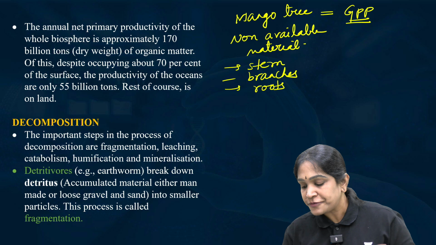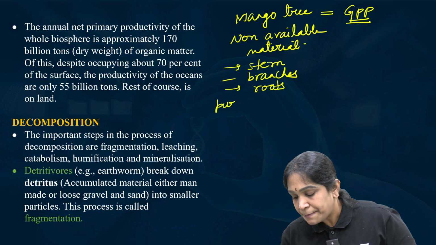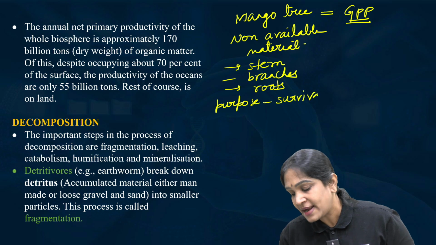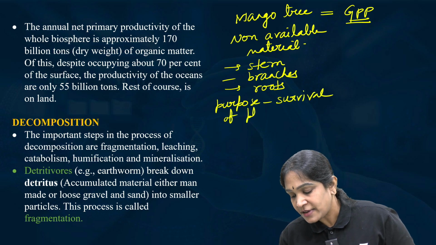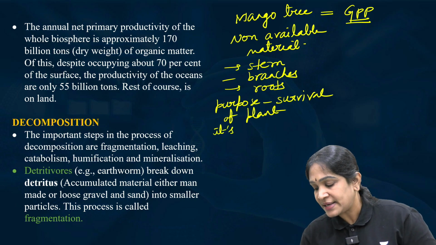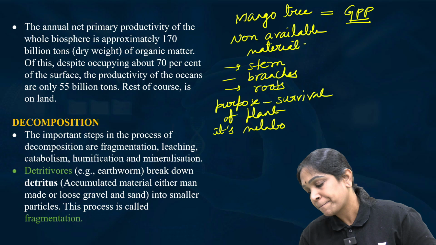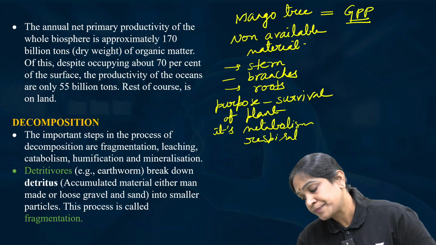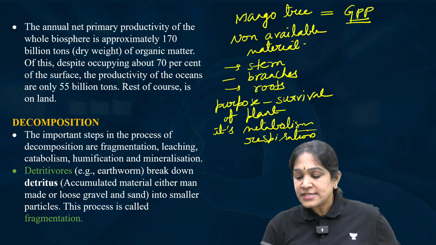What is the purpose of this material? The purpose of this material is the survival of the plant. The plant will utilize it for its own metabolism or respiration process. So this is non-available.